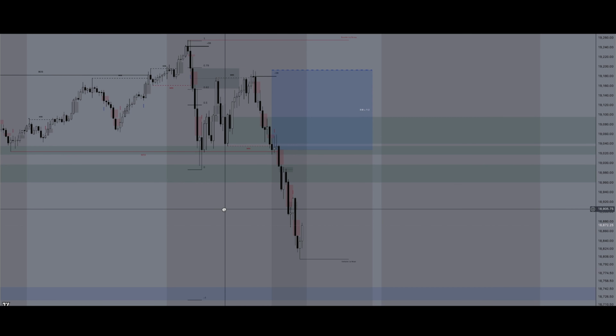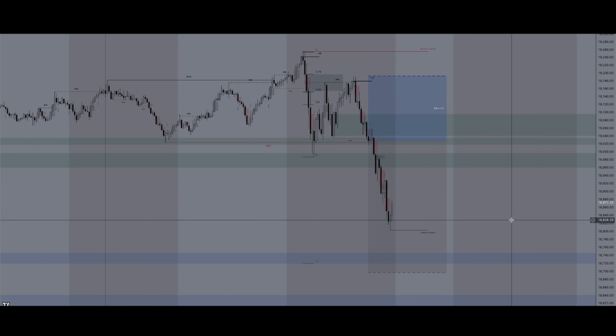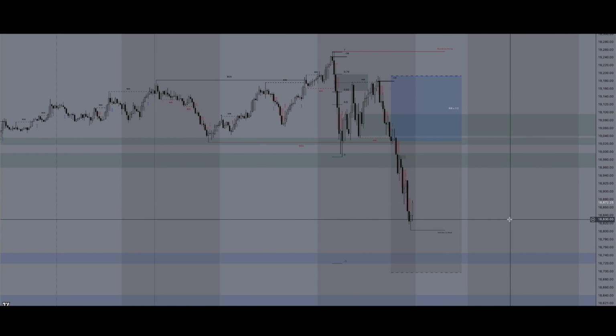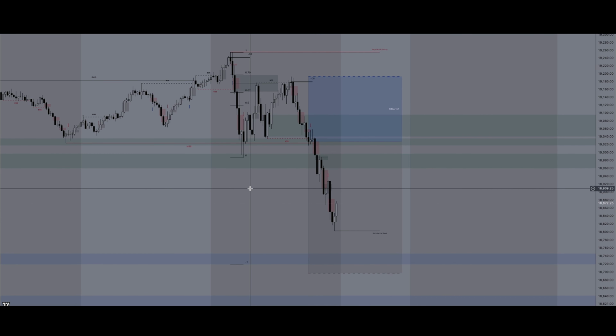And that's why waiting for multi-time frame alignment is also very important, because it just gives you more confirmation that you are going in a direction that everyone else is going. So that was a setup for today.